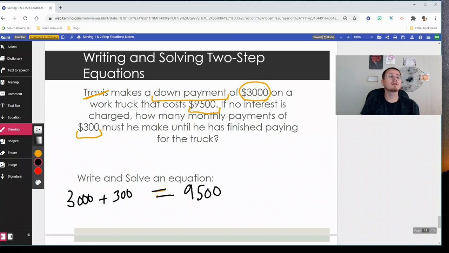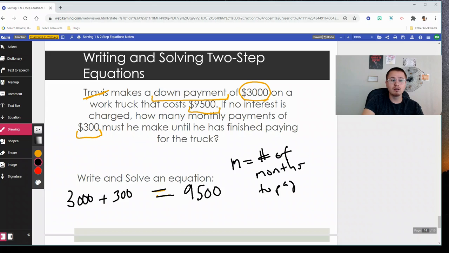Drop a variable. We've got to define a variable. Let's use M for months. M equals the number of months to pay off the truck.